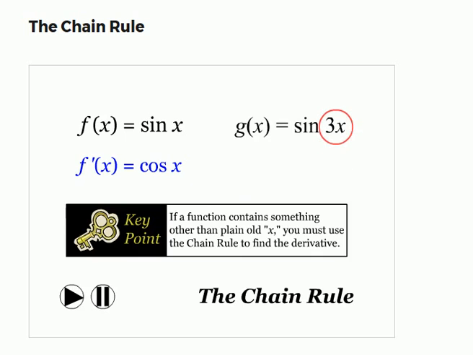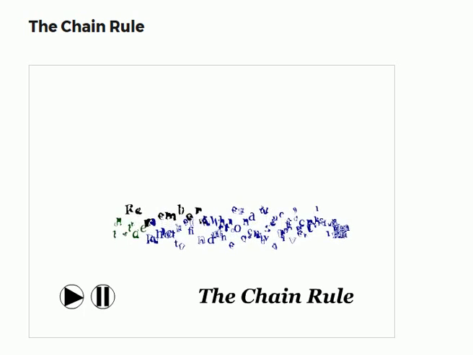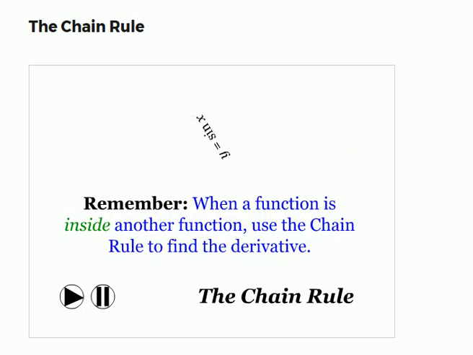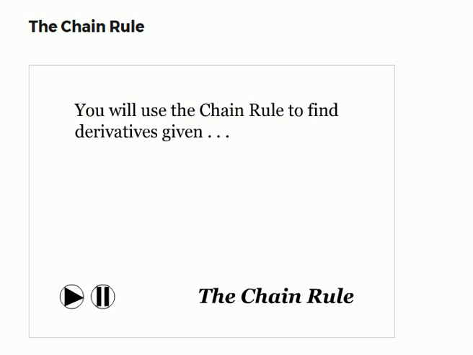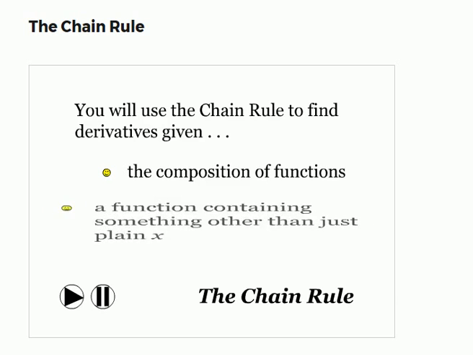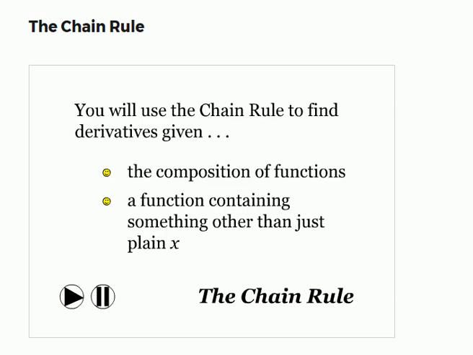You see, whenever a function contains something other than just plain old x, you need to use the chain rule to find the derivative. Now, in fancy math terms, when a function is inside another function, for example, in this case, 3x is inside of sine, we call that a composition of functions. So the chain rule is used to find derivatives of compositions of functions. Or, less technically, use the chain rule to find the derivative of something if it contains something besides just plain x.